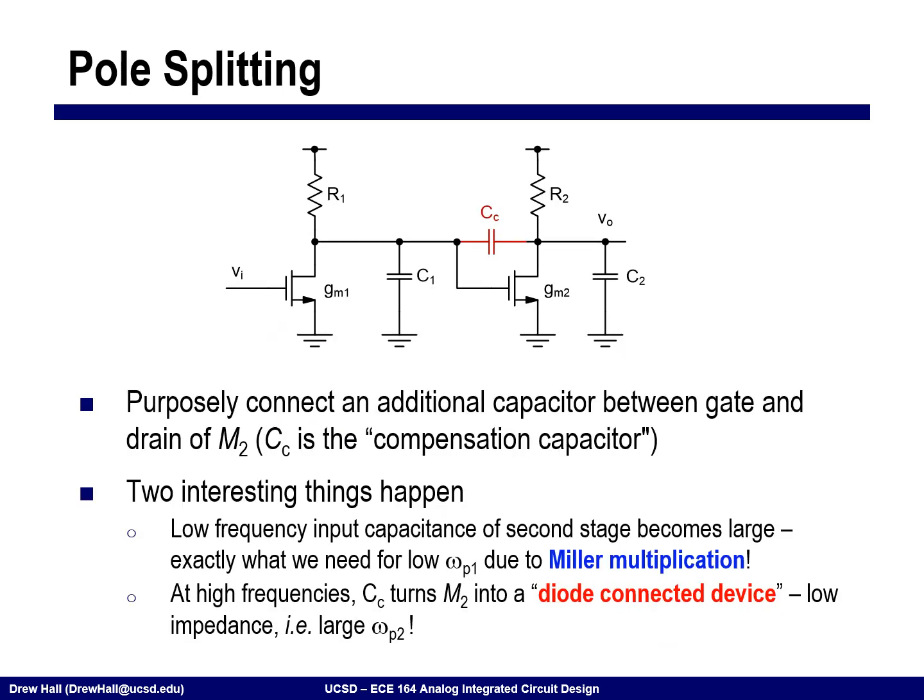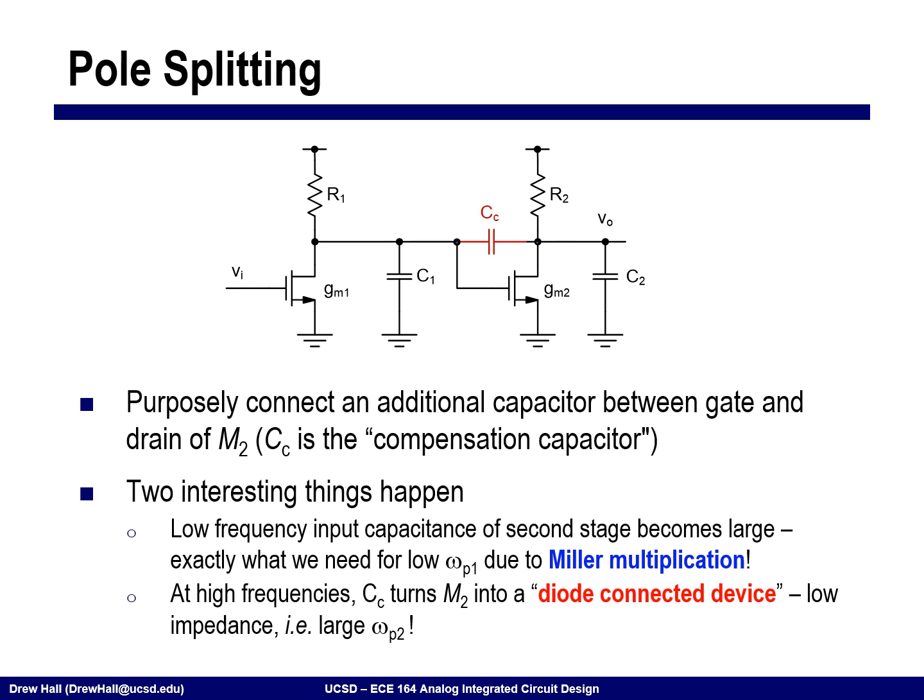All right, so this is the first method that we'll talk about. It's called pole splitting. Okay, and so with pole splitting, what we're going to do is take advantage of the Miller effect. So recall that when I had a capacitor coupled from the input to the output, okay, this capacitor is going to get Miller multiplied.